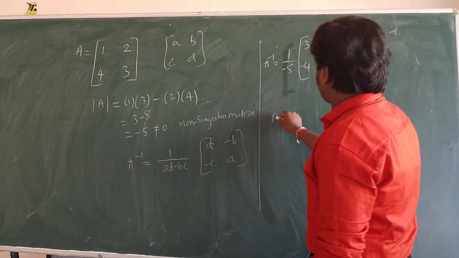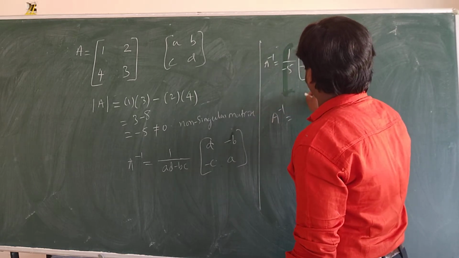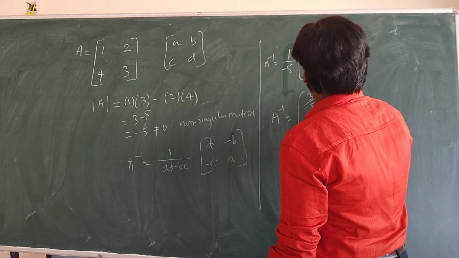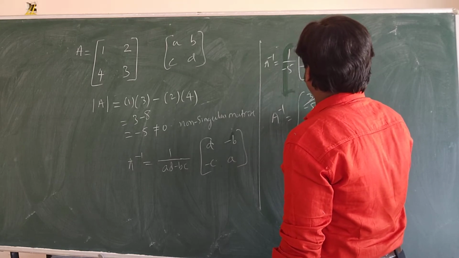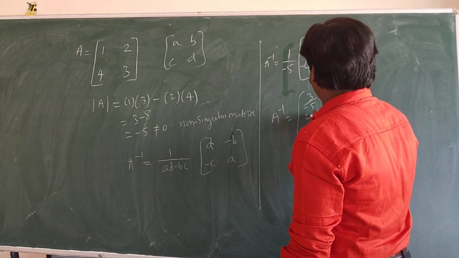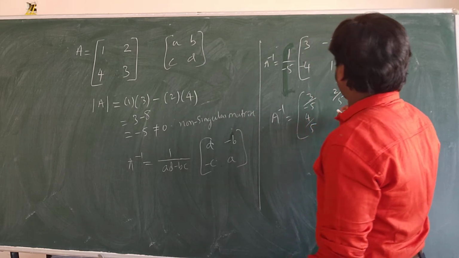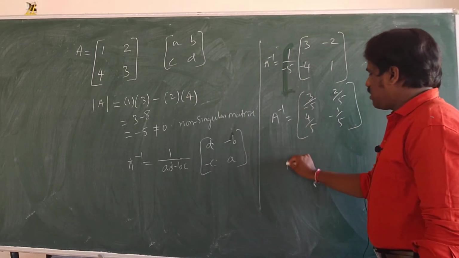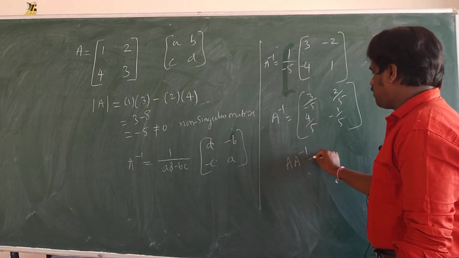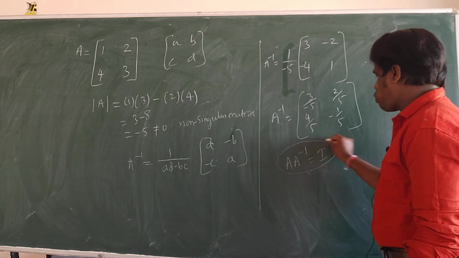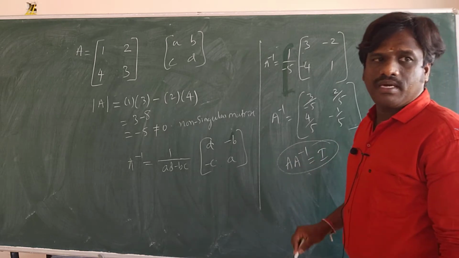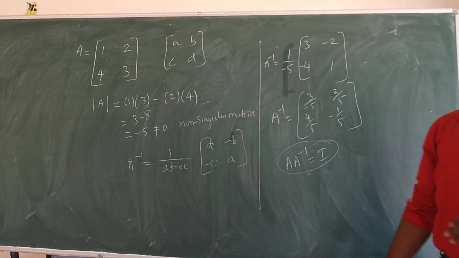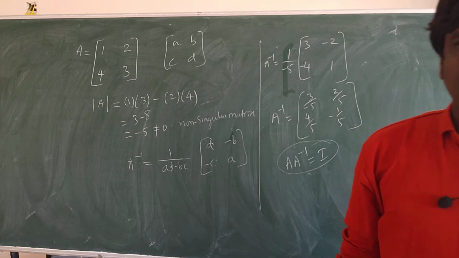So A inverse will be, you can multiply 1 by 5 inside. So you get 3 by minus 5, minus into minus plus 2 by 5, minus into minus plus 4 by 5, and here you get 1 by 5, minus 1 by 5. It means that A into A inverse will give you I. So this is the inverse of the matrix. If you have doubt, you can check the multiplication and you will get I.